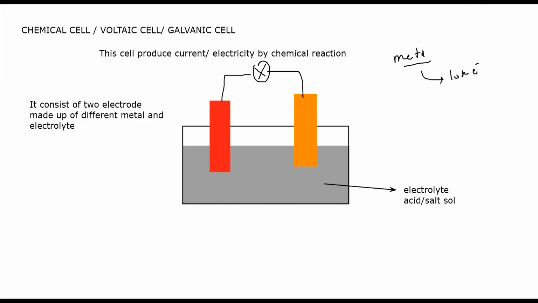So for example, if on the left hand side it is made up of zinc, on the right hand side it is made up of copper. So zinc and copper are two metals and they have a difference in reactivity. And the electrolytes normally are acids, like hydrochloric acid or sulfuric acid. So for example, if sulfuric acid is there, it contains hydrogen ion, sulfate ion, and acids are also aqueous, so it contains hydrogen ion and hydroxide ion.